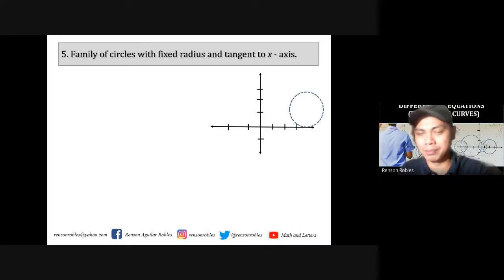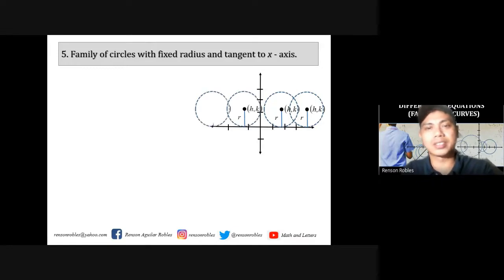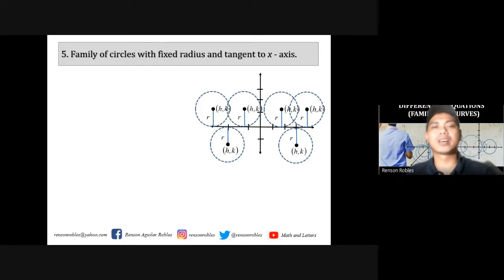Let's draw some circles or some members of the family. So that's h, k, and then the radius r. Okay. And since the radius is fixed, then you can say that all circles belonging to this family have the same area because they have the same radius. All right. So these are some of the members of the family of circles, and you can draw infinitely many circles with fixed radius and tangent to the x-axis. Now, again, our working equation would be the center-radius form of a circle.